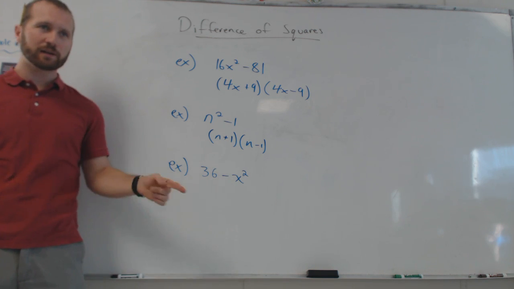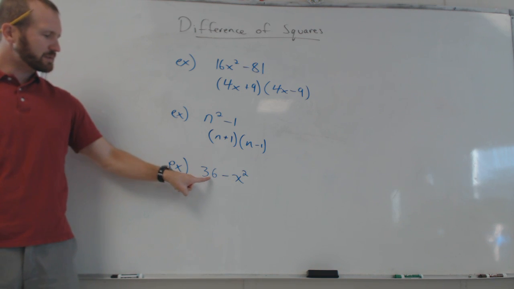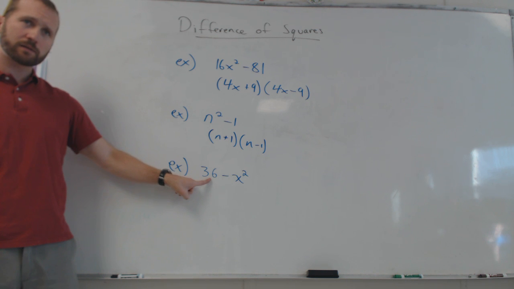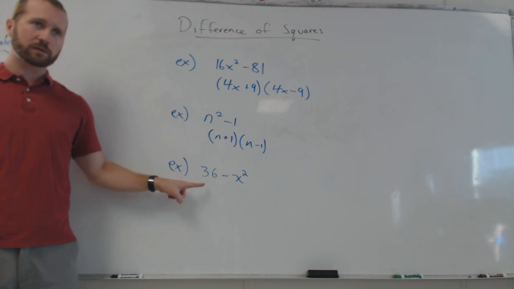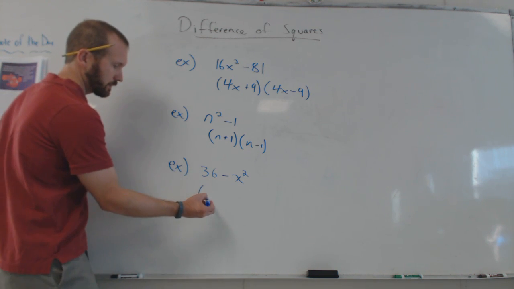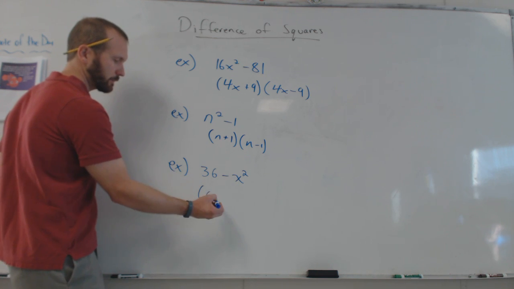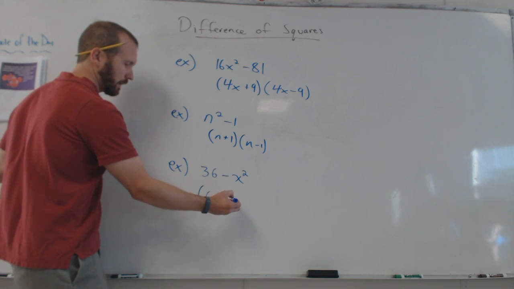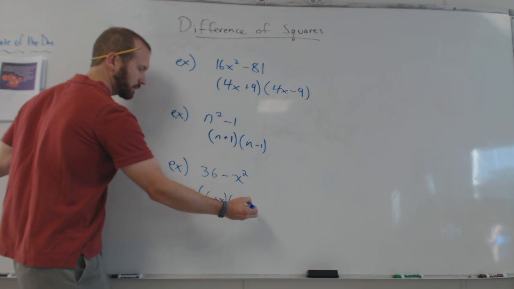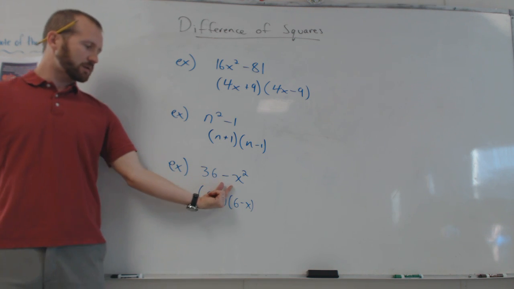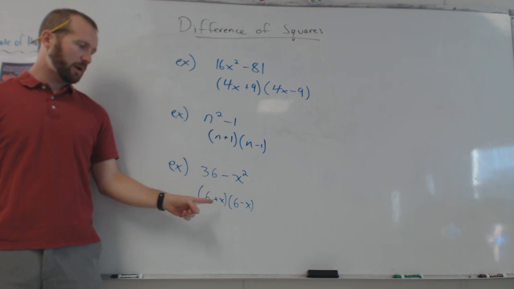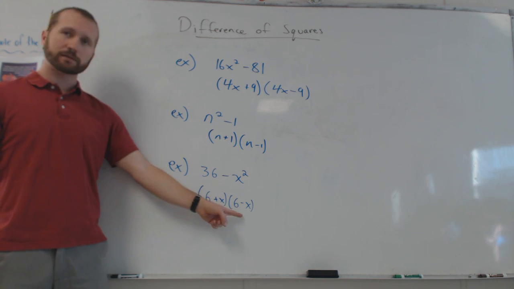but it actually still is a difference of squares, remember? It doesn't matter. All I'm doing is taking the square root of this and the square root of this. So what's the square root of 36? 6. What's the square root of this? x. And then the same thing again with a minus. So I can do it if they're switched around as long as there's still a minus. 6 plus x, 6 minus x.